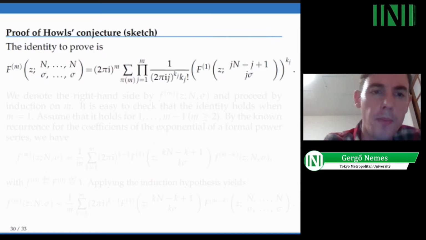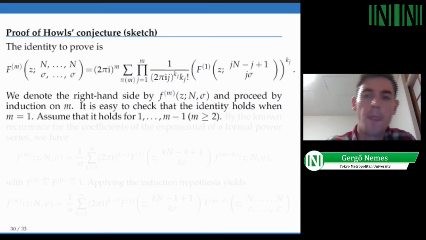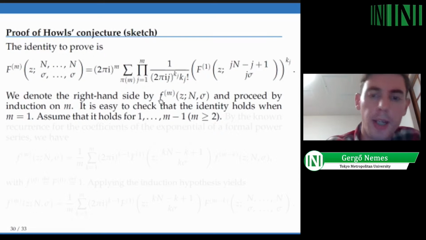So this is the identity we would like to prove. I'm going to denote this side by little f_m(z, sigma), and then I proceed by induction on m. It is easy to check that the identity holds when m equals 1. So we assume that it holds up to m minus 1, where m is at least 2.